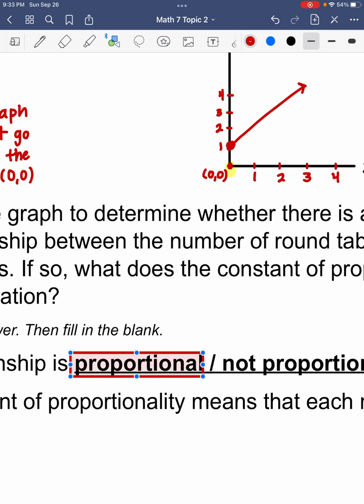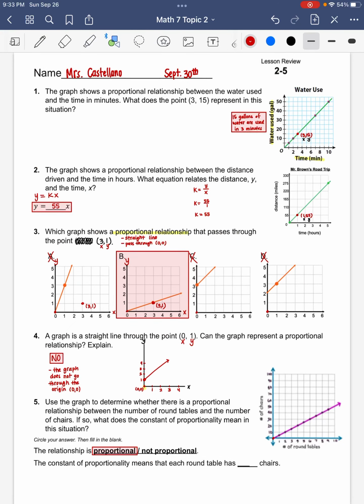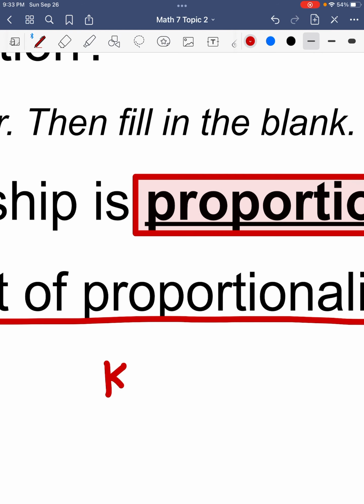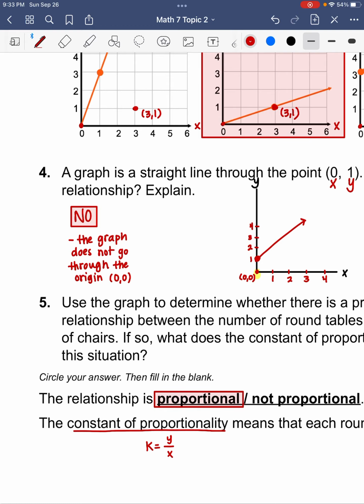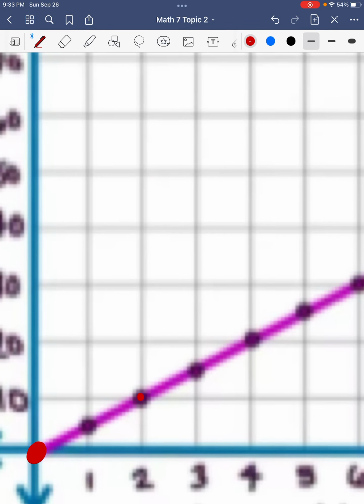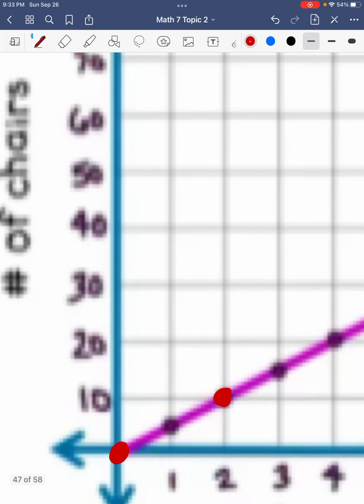Now that we've determined that it's a proportional relationship, we can figure out the constant of proportionality. Remember, k is the variable that represents that, and we find k by picking any point on the graph and taking y and dividing it by x. It doesn't matter what point we choose. I'm going to choose this one right here because it's small numbers, and that is the point (2, 10).